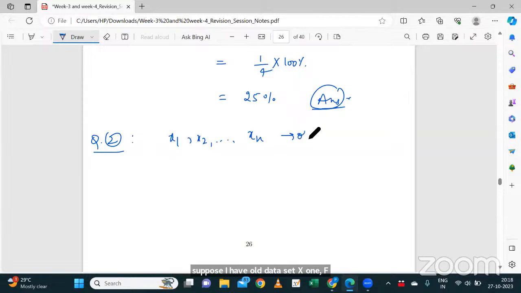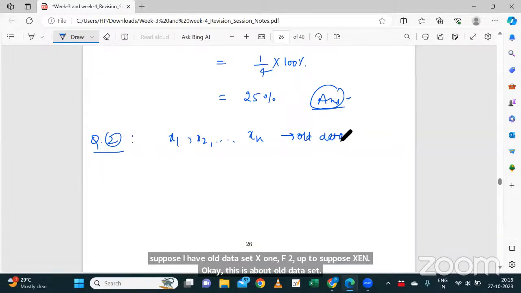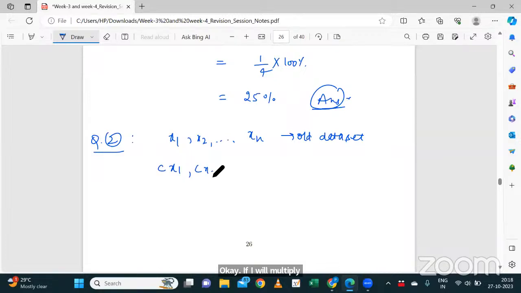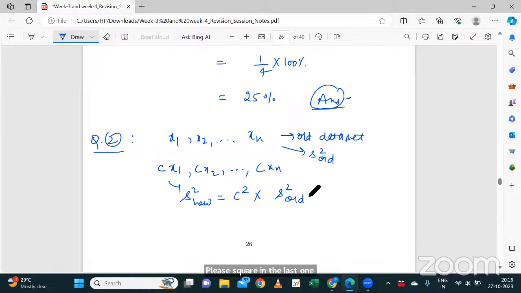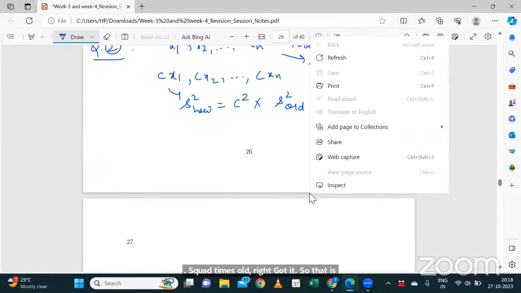Suppose this is the old data set. If I multiply it by any constant c, and suppose the sample variance for this data set was s square old, then what will be the sample variance for the new data set? It will be c square times s square old.